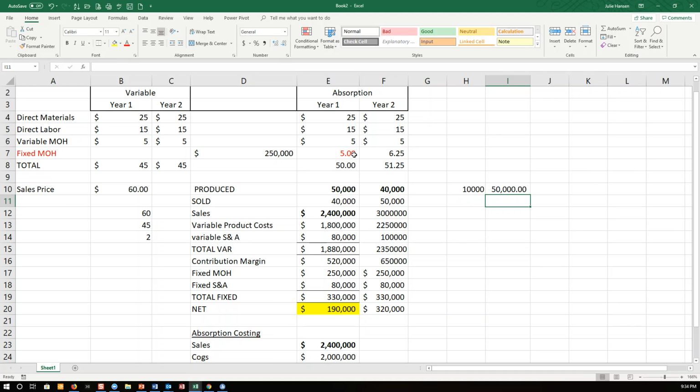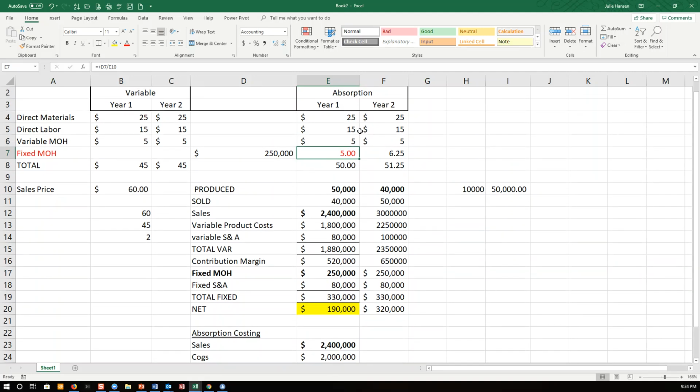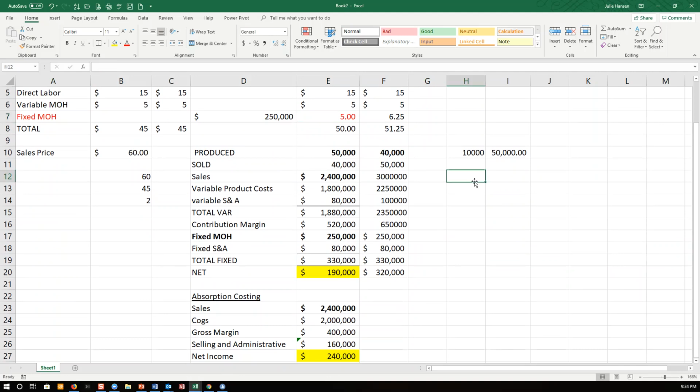So here's one way to look at it. Under the variable costing method, do you see this fixed manufacturing overhead? I completely expensed all 250,000 of that fixed manufacturing overhead the first year. Under the absorption costing, I actually didn't. I only took the amount that I sold, which was the 40,000 times the fixed manufacturing overhead at $5 a unit, and expensed that. So said another way, if you take 50,000 units and you take the total 250,000, that was the variable costing, right? I'll write that over here.